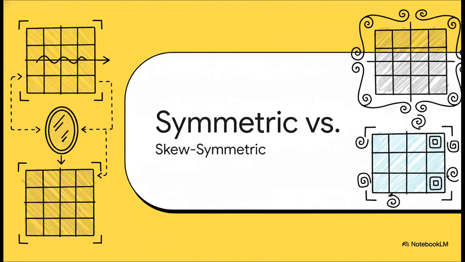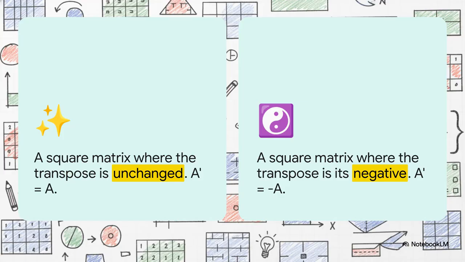So here's where it gets really interesting. What happens when we compare a matrix to its own reflection? Well, this mirror test reveals two very special, almost perfectly balanced kinds of matrices. On one side, you have your symmetric matrices. You transpose them, you flip them, and nothing changes. It's a perfect mirror image of the original. But on the other side, you have skew-symmetric matrices. When you transpose these, you get the exact negative of what you started with. It's like a perfect anti-image.